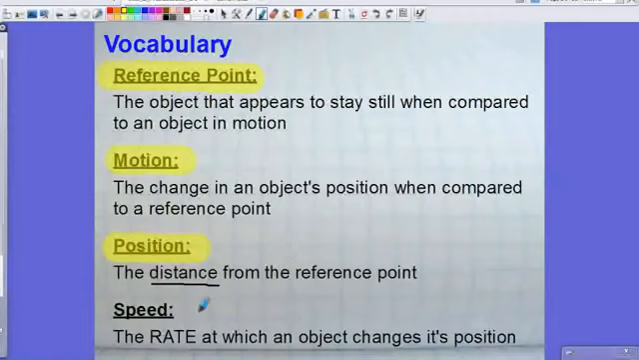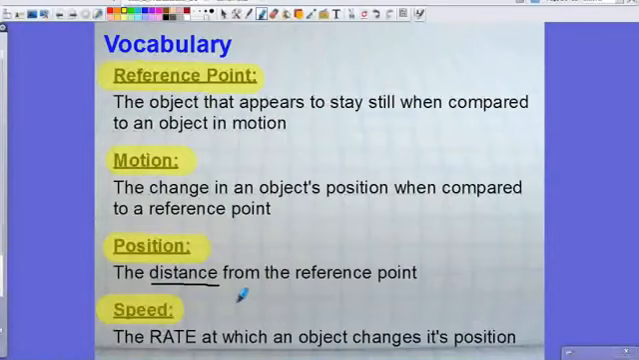The last one is speed. This is a big part, because a lot of the stuff that we're going to be doing in this unit is all about speed. You use this word all the time: speed is how fast an object is moving. In science terms, it's the rate at which an object changes its position. So how fast is it moving from one spot to the next spot? That's what speed is all about. We'll be doing a lot of speed calculations throughout this unit.